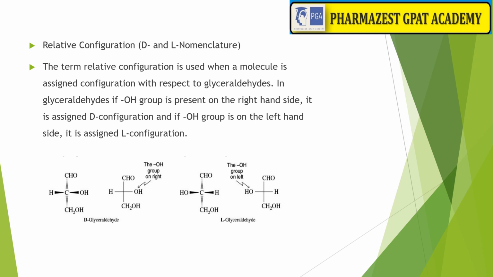As I discussed in the previous classes regarding the naming of our carbohydrates, the D and L configuration is mainly based upon the parent molecule, that is glyceraldehyde, which is a 3-carbon containing compound. If the OH is present towards the right side, then it is known as D-glyceraldehyde. If it is present towards the left side, it is known as L-glyceraldehyde. Based upon this parent moiety, the different compounds are assigned as D and L forms based on the presence of OH groups towards the right or left side.